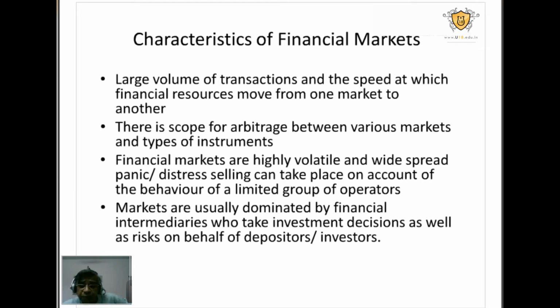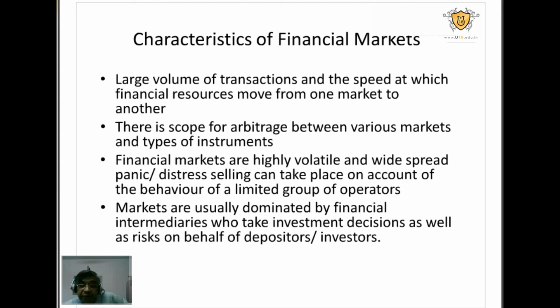Today we have what is called capital account convertibility. We'll look at that issue later on, which means basically funds can move between markets at the speed of light. You just punch a button and it's moved, which means these transactions are very fast and very reliable, but funds can also be withdrawn. So there is scope for arbitrage between various markets and types of instruments. Scope for arbitrage means taking advantage of small price differences in different markets. People start taking advantage, which in the end leads to arbitrage opportunities.